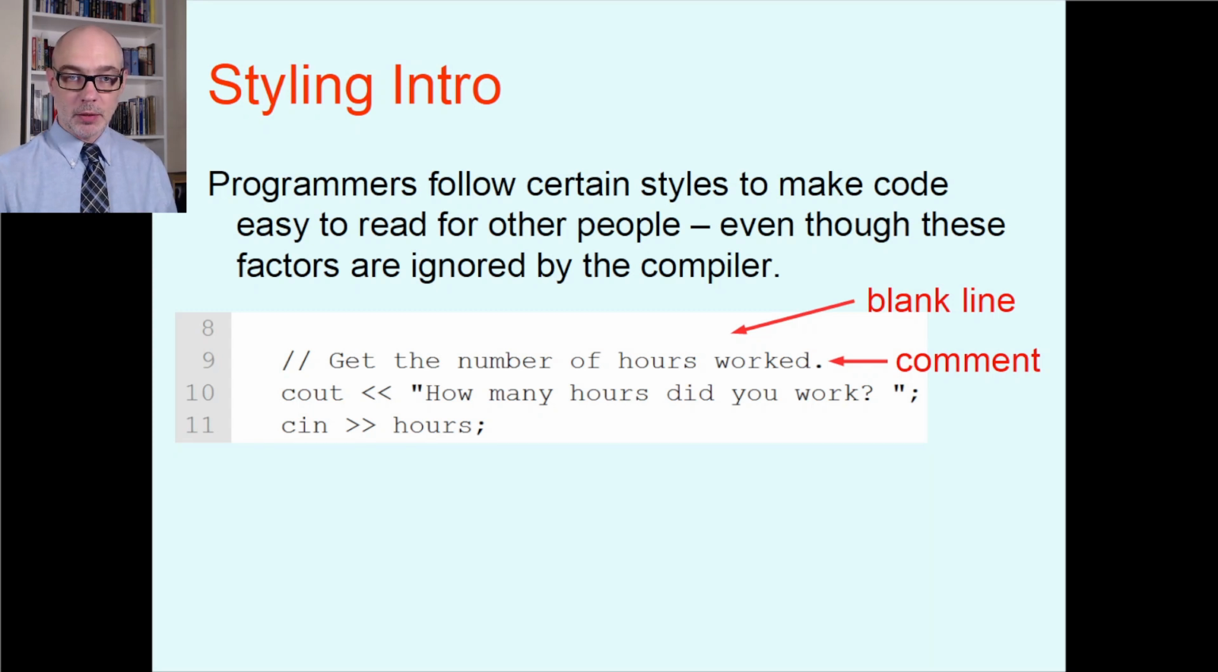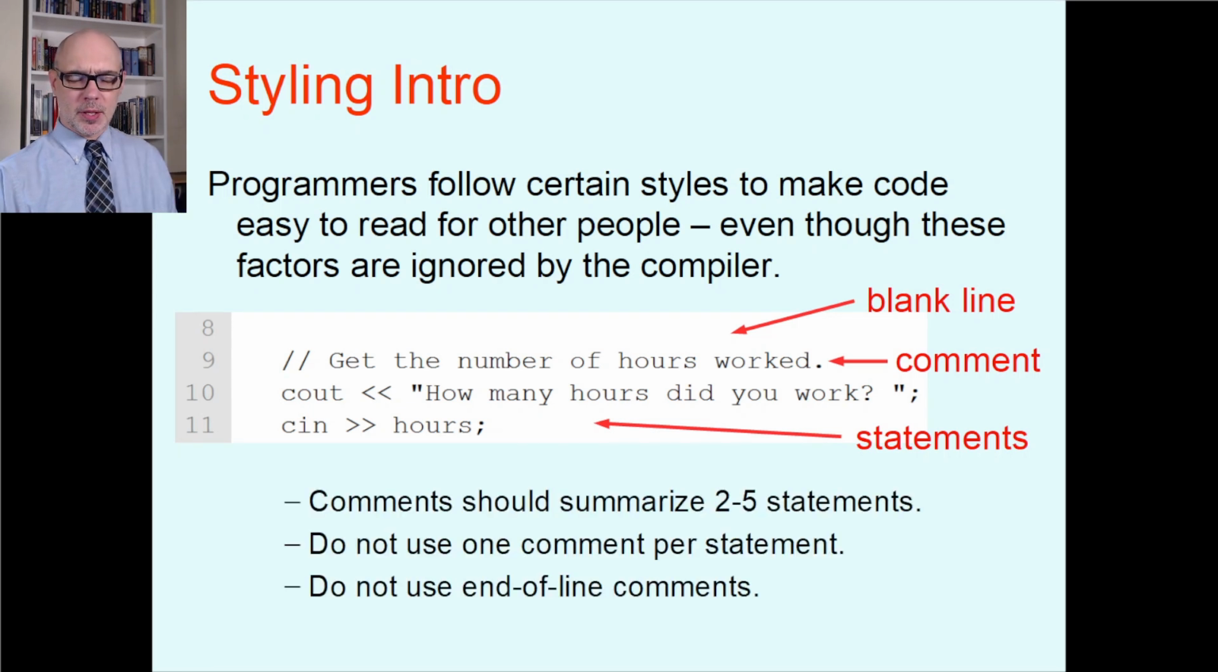Then on line 9, after the blank line, there's a comment, right? We're using the // C++ style comment, and it says, get the number of hours worked. A complete English sentence, starts with a capital letter, ends with some punctuation. I like that a lot. And then after the comment, you actually have the statements. You have the cout statement with the prompt, asking the user, how many hours did you work? And of course, the cin statement, getting their response and putting it into the hours variable. So that's generally what a section of code should look like, and I would recommend that you get in that habit. A couple more thoughts about that.